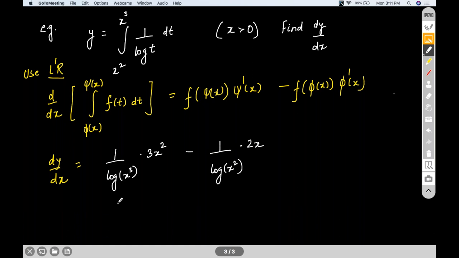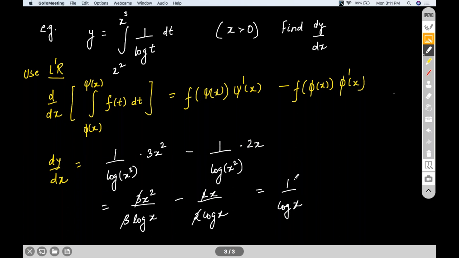Now you can simplify it the way you want to. So 3x square, and this becomes 3 log x. We all know the log properties. This becomes minus 2x by 2 log x. We can cancel off the 3 factor, and here, and I can take a 1 by log x common.